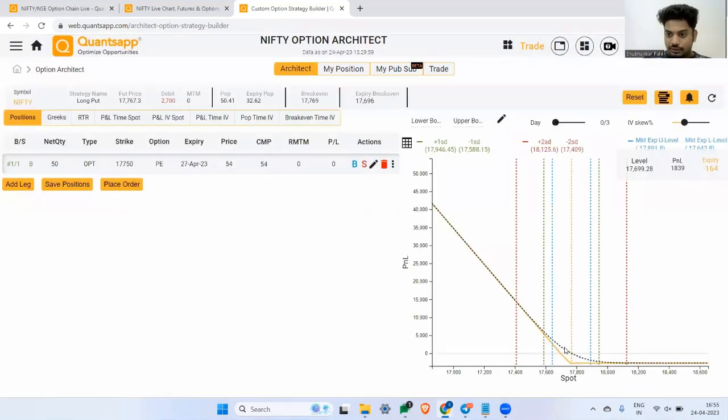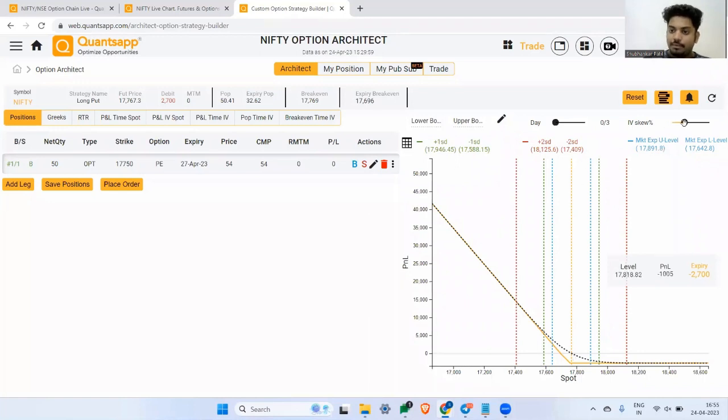So this is how the strategy looks. The more the market corrects from here, the more profit this strategy is going to give us. The max loss is 2,700. Now just focus on my cursor. It is telling me that if the market remains at 17,760, I'll make a profit of 192 by end of the day.